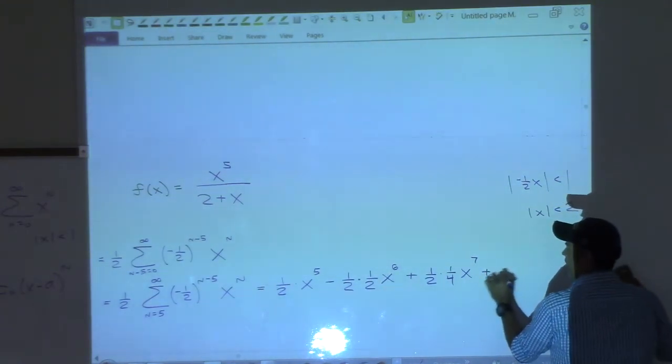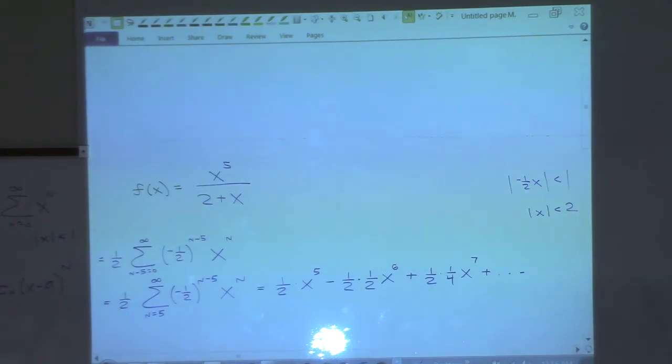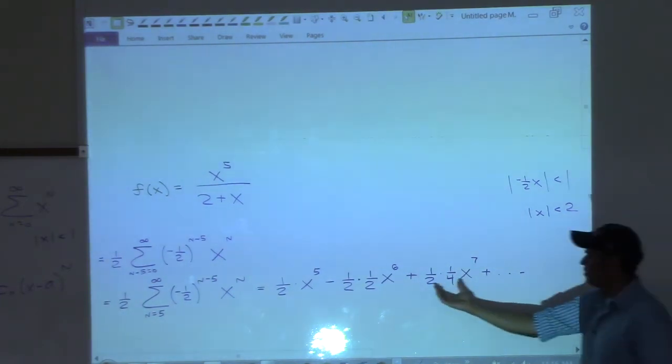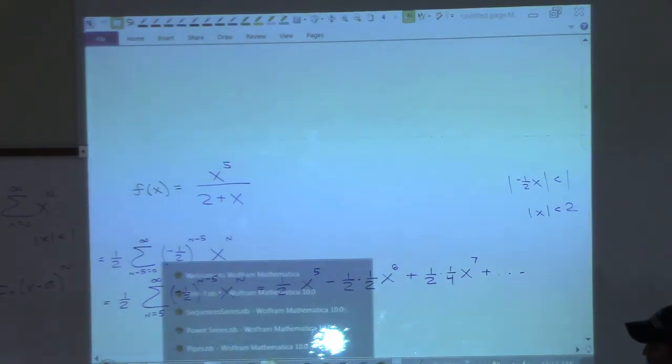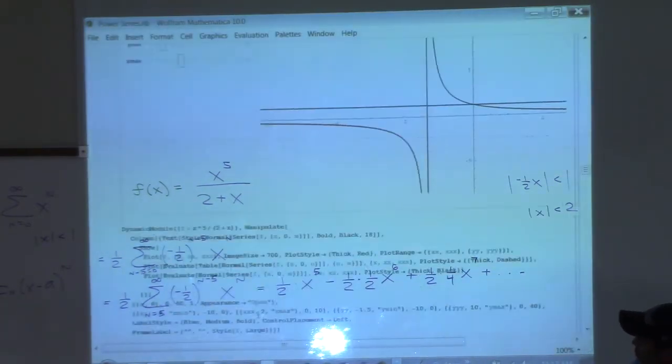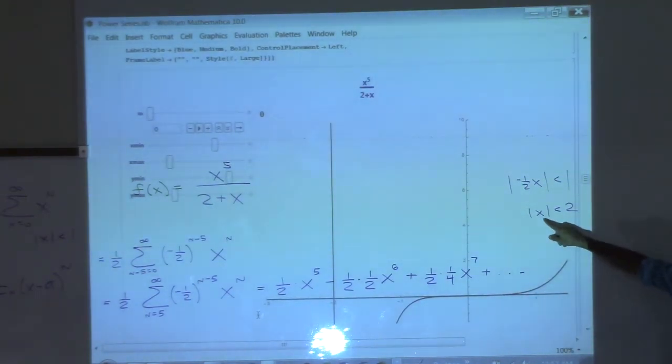I'm going to put plus dot dot dot, even though the next term is negative. I'm going to put plus there. Okay? And then, of course, we can put this together. That's 1/8, that's 1/4. Let's take a look at this one. This should only be valid between what? Basically between 2 and negative 2. Let me zoom out here.